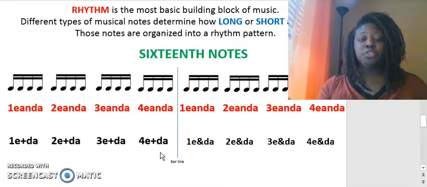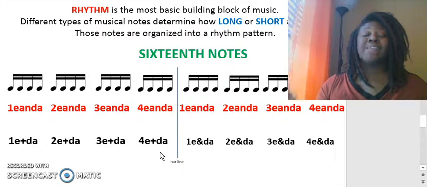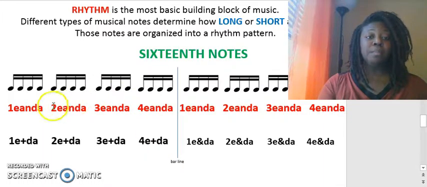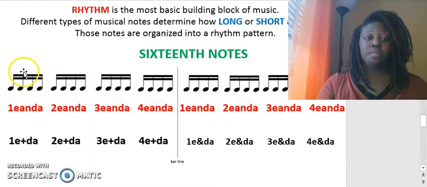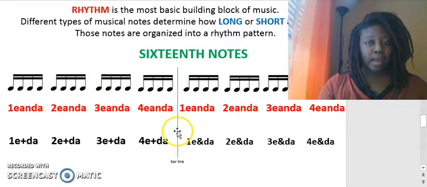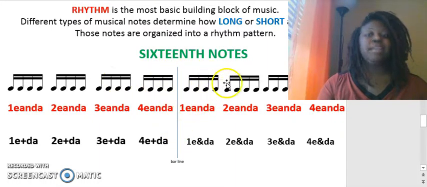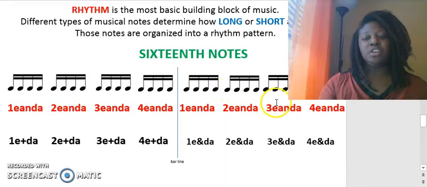How many beats do you see on the screen? You have 8 beats, because 4 16th notes together equal 1 beat. Here's 1 beat. There's the second beat. There's the third beat. And there's the fourth beat. There's our bar line. Here's the first beat. Here's the second beat. Here's the third beat. And here's the fourth beat.